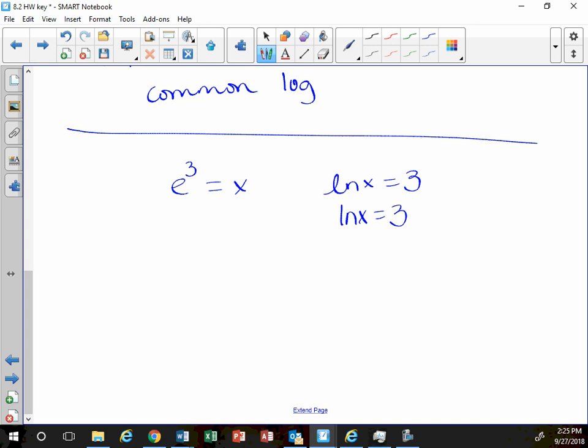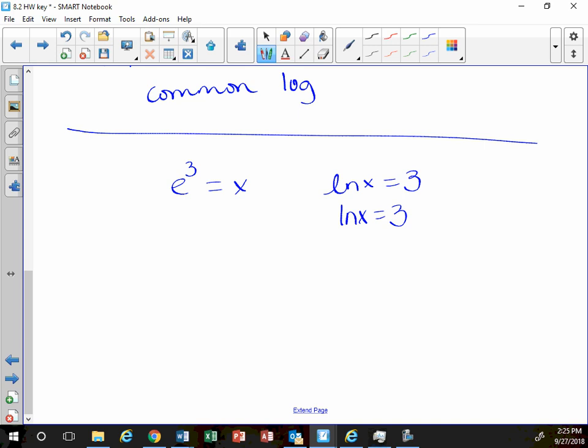Is that ln? Is that natural log? Yes, natural log. These are the same thing. I just wrote it two different ways. Okay, so does e and ln x have any correlation? Yes, what is the base over here?